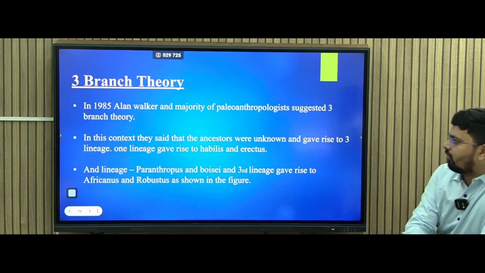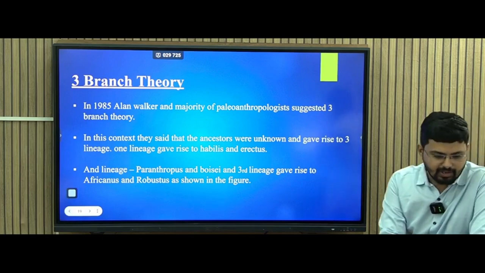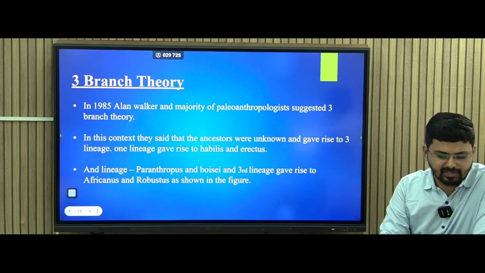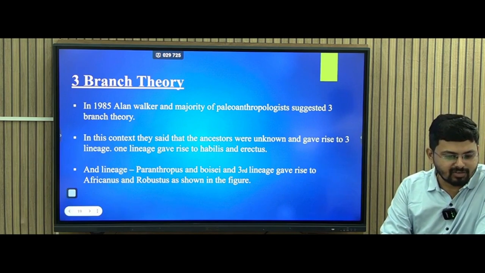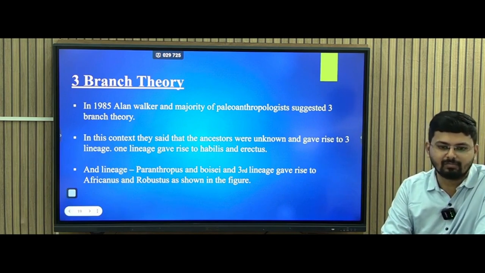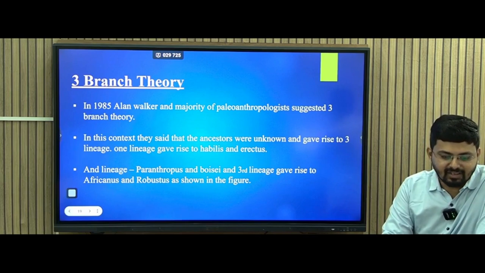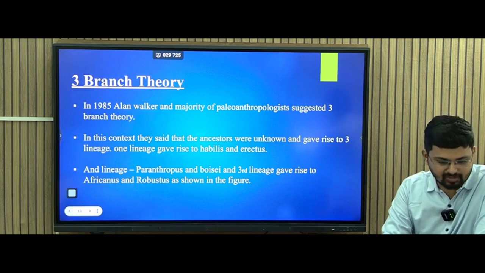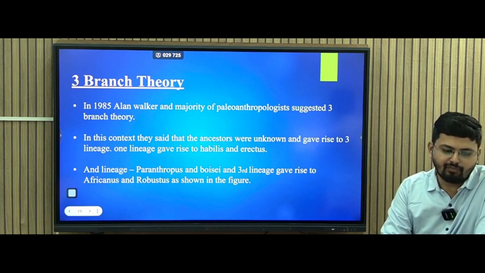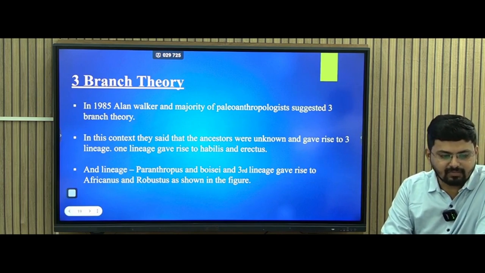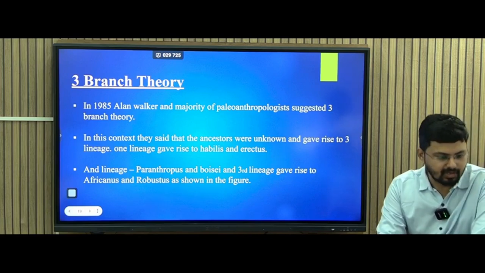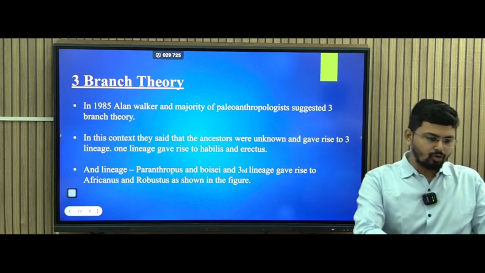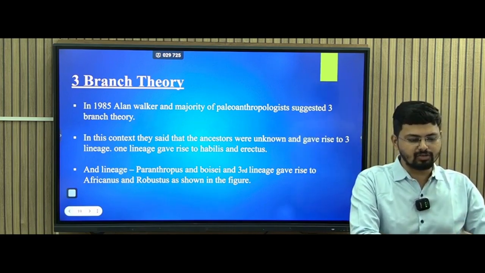Again, when you are writing about these theories, don't have a notion that whatever somebody has said is right. It is just their hypothesis that they have made from their findings, and it has been heavily criticized by many people at a later point of time. So don't think that this is the conclusion.